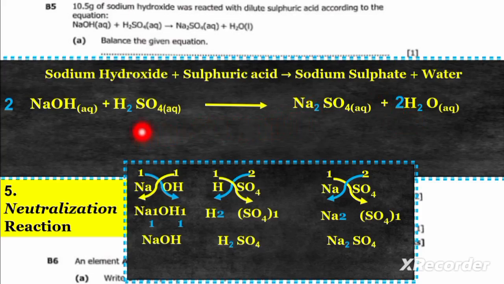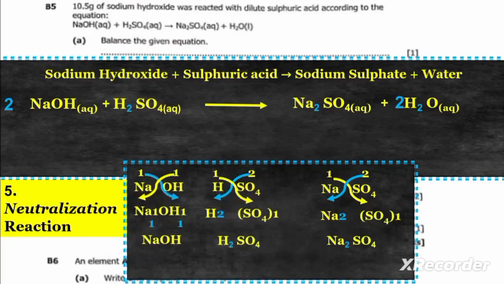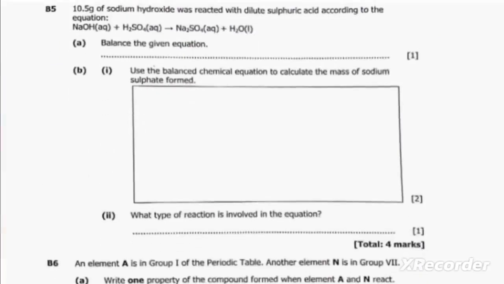We move to the next element, which is sulfur. We have 1 atom of sulfur on the left part of the equation, and 1 atom of sulfur on the right. So therefore, we have seen that the equation is balanced. The equation is now balanced. Let us move to the next question.